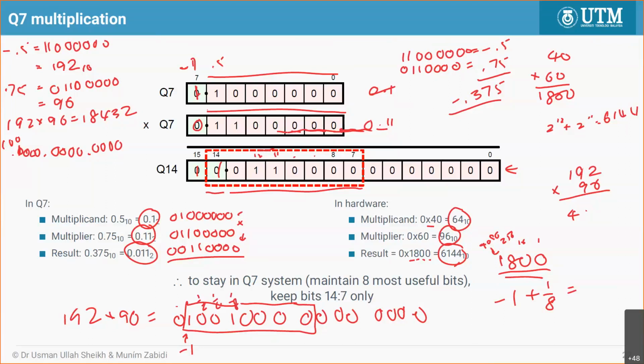Do you get it? I think I missed something. I think I'm not getting it. But I get something, some negative number. I think I get 0.875.